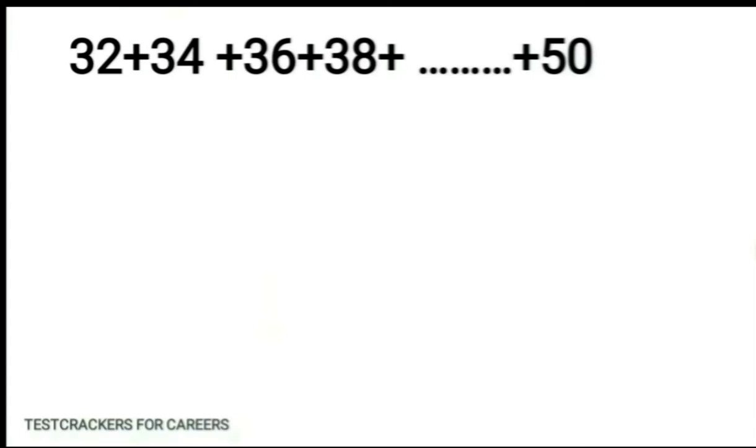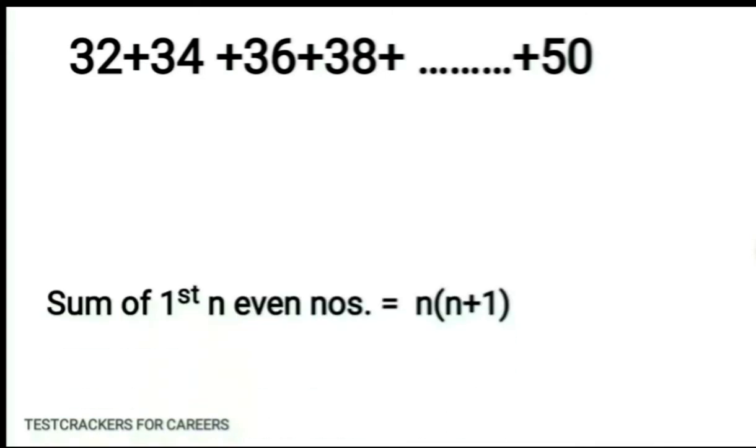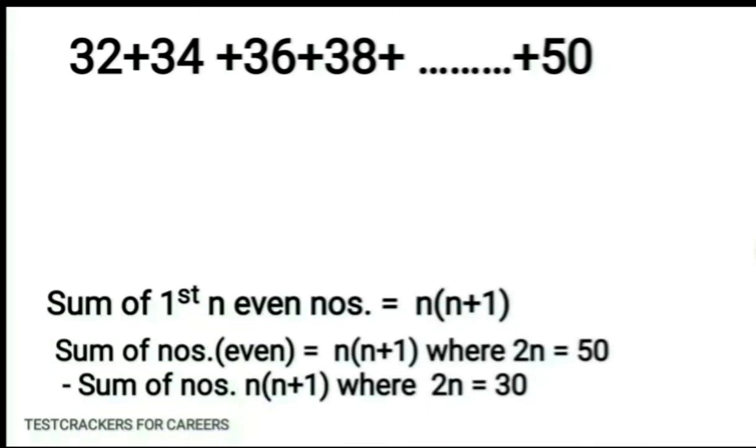Now, let's find the sum of the given series. Here, we need to find the sum of the even numbers starting from 32 till 50. To find this, we can find the sum of even numbers from 1 till 50 and subtract the sum of even numbers from 1 till 30, that is the even number before 32.